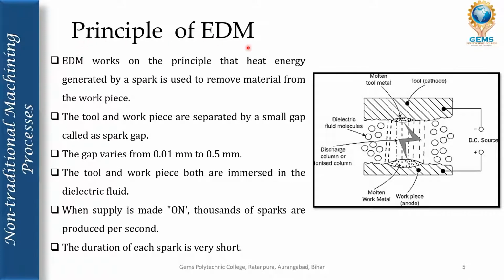Now let's go to the principle of EDM. The electrical discharge machine works on the principle that heat energy generated by a spark is used to remove material from the workpiece. The tool and workpiece are separated by a very small gap called the spark gap. This gap varies from 0.01 mm to 0.5 mm, which means a very fine gap.